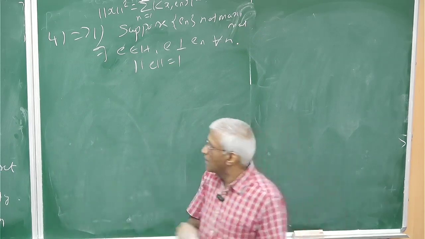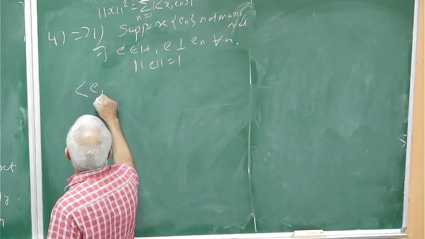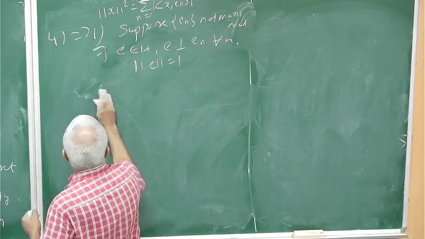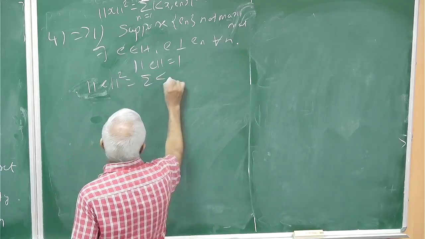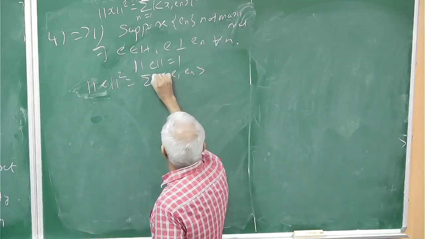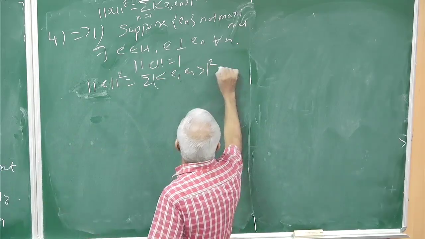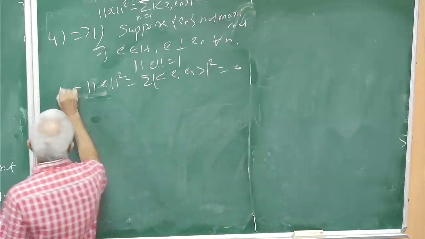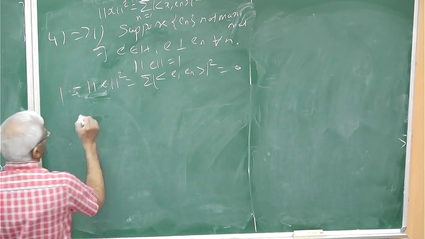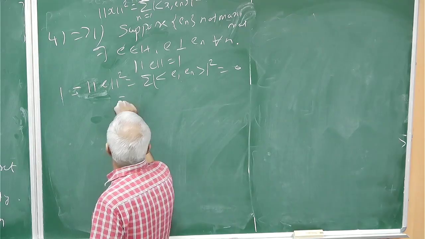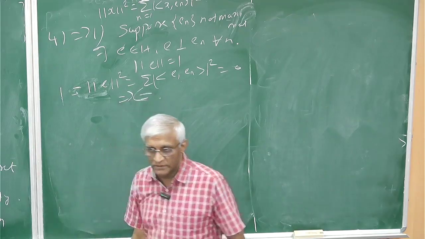Now, this says that the norm of e squared equals the summation of |<e, e_n>| squared, by four. But this is equal to 0, whereas the norm of e squared is equal to 1. So it has to be maximal. This is a contradiction.